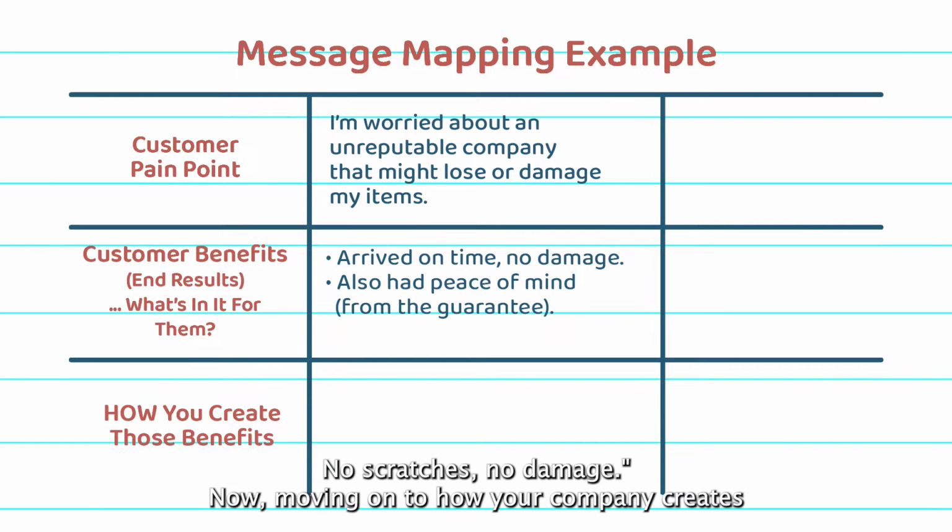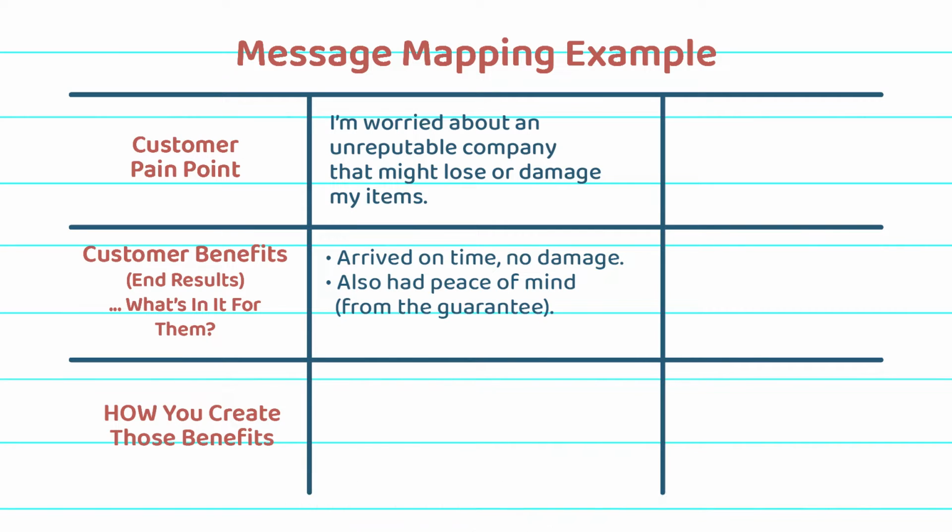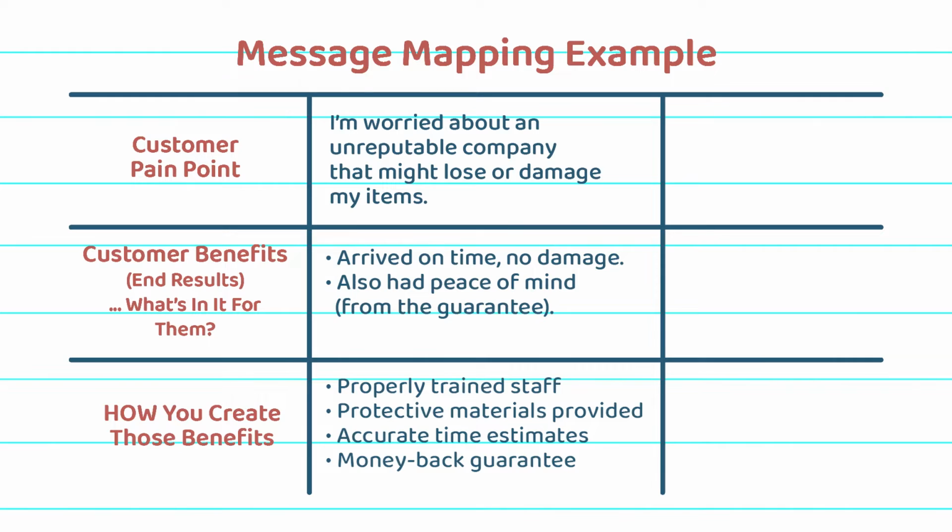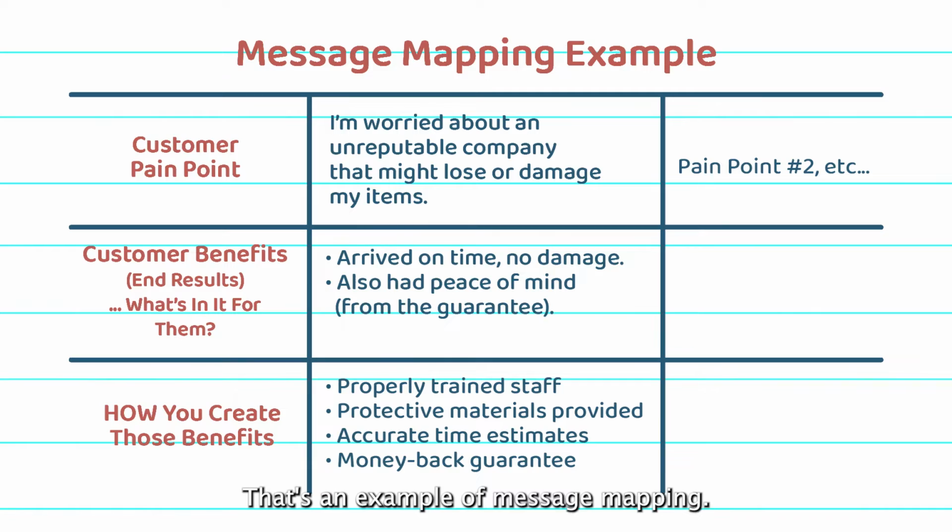Now moving on to how your company creates that benefit. And this would be done in your company's voice. We have a 100% guarantee that your items will show up on time as promised, or you will get your money back. And if anything is damaged upon arrival, we will replace it for you. And there you go. That's an example of message mapping.